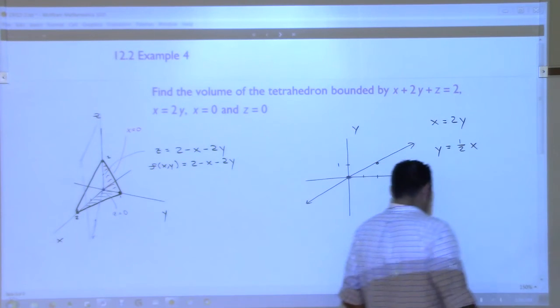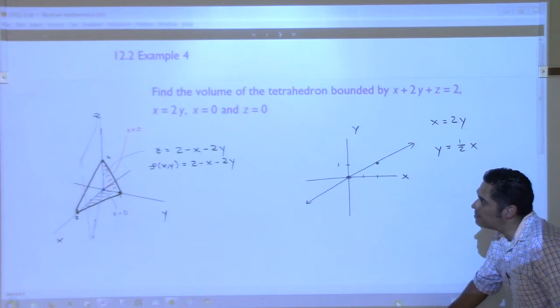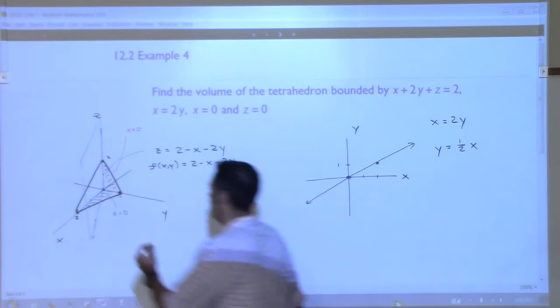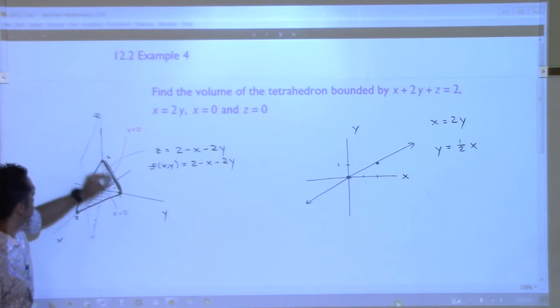The region we're looking at, see, I'm out of colors here. Let me try my best to fill this in. It's going to be this back side right here.